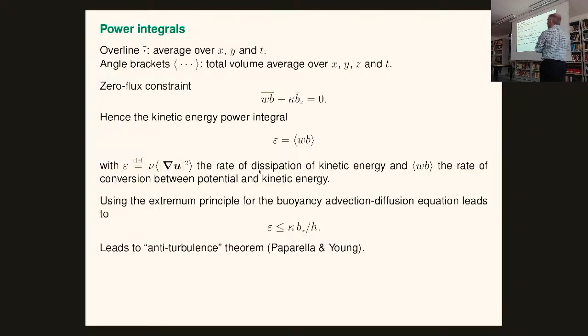What's particularly interesting in horizontal convection is that you can relate this object, which is the average of WB over your entire domain, with the power dissipation, the rate of dissipation. So if you're interested in how energy is partitioned and moving through your system, you have a very strong constraint that in a statistically steady state, the conversion between potential and kinetic energy is the same as the rate of dissipation of kinetic energy.